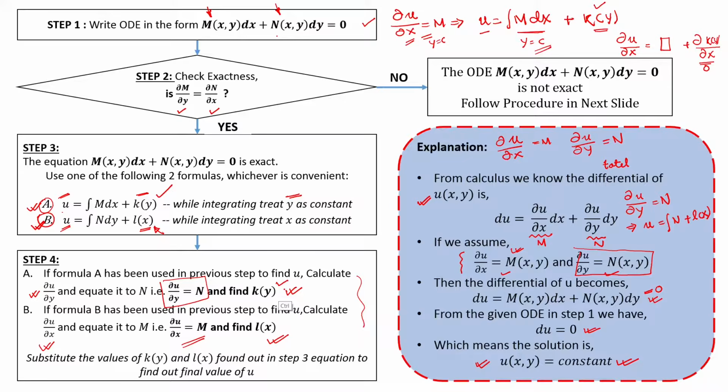Now this k of y or L of x, whichever formula that we have used, this can now be replaced in this formula A or B to find the final value of u, because this first term we have already calculated in step 3, this k term or L term we will find out in step 4, and then we will write the final value of u, that is this first term plus this second term. And as we have discussed here, the solution will be the u value that we have found equal to constant. Whatever u we have found here, that u equal to constant will be the solution of this ordinary differential equation given here.